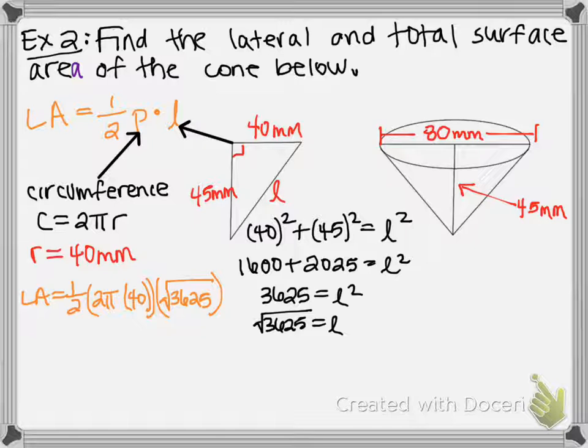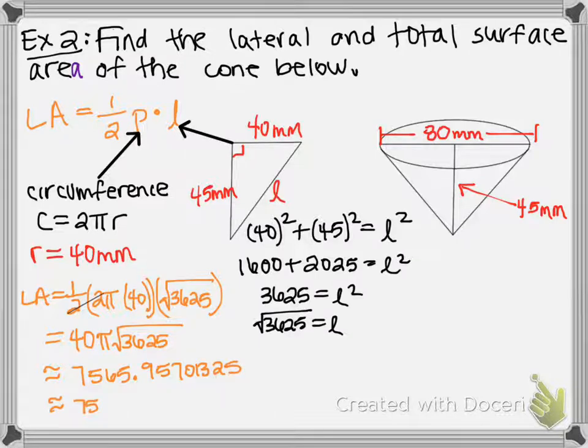After plugging everything I know into my formula, 1/2, I put in 2 pi R, and then slant height, square root of 3625. Notice that the 1/2 and the 2 will cancel. So that's the reason I actually didn't work out what the circumference was yet. I could have if I wanted to, but I knew that they would cancel, so I just left it like that. So really what I have here is the 40 pi times that square root of 3625, which when I do that, is approximately 7,566 millimeters squared. So that is my entire lateral area.